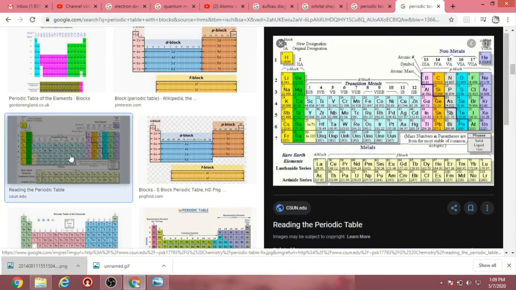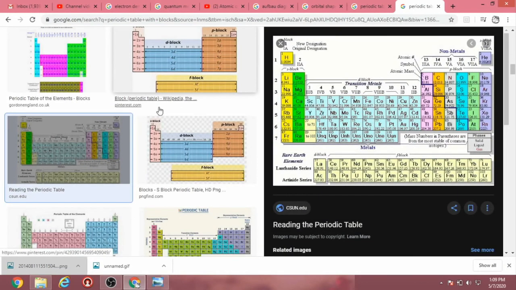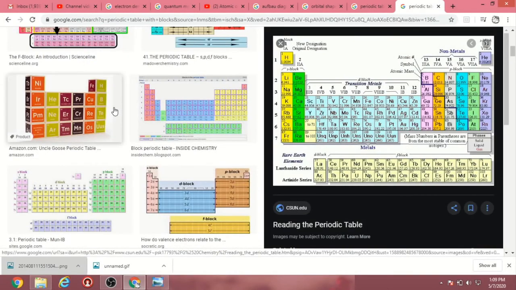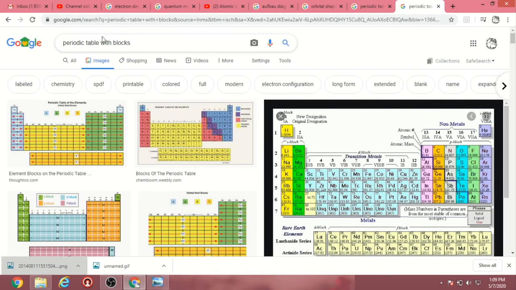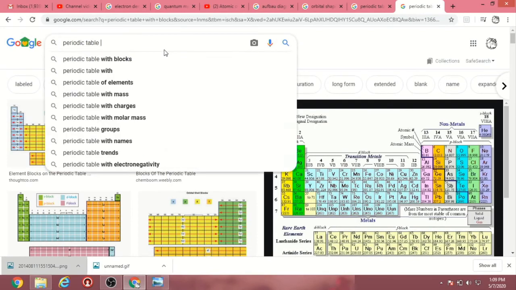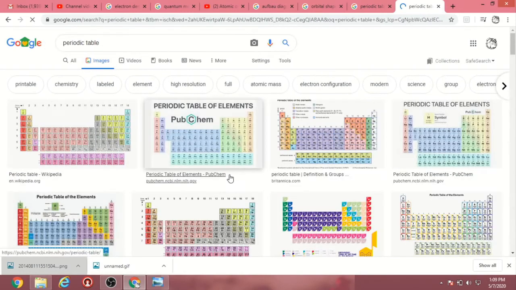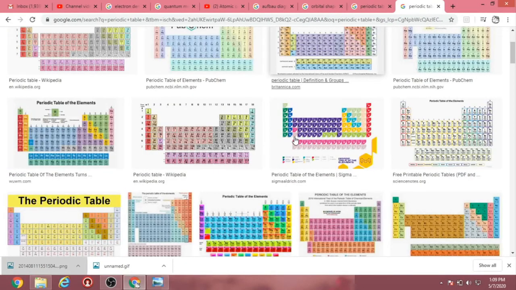Let's just do an example. Let's say I wanted to know what... I don't like that periodic table. Let me pick one that doesn't have colors, maybe, just so you can see how kind of easy this really is, like a black and white periodic table.